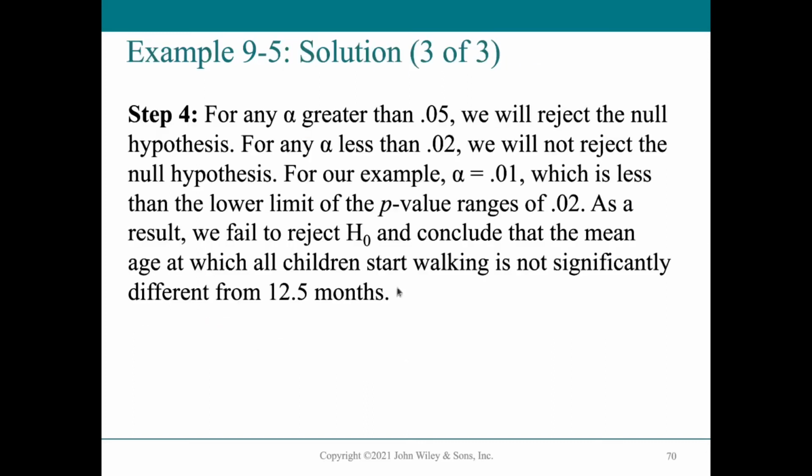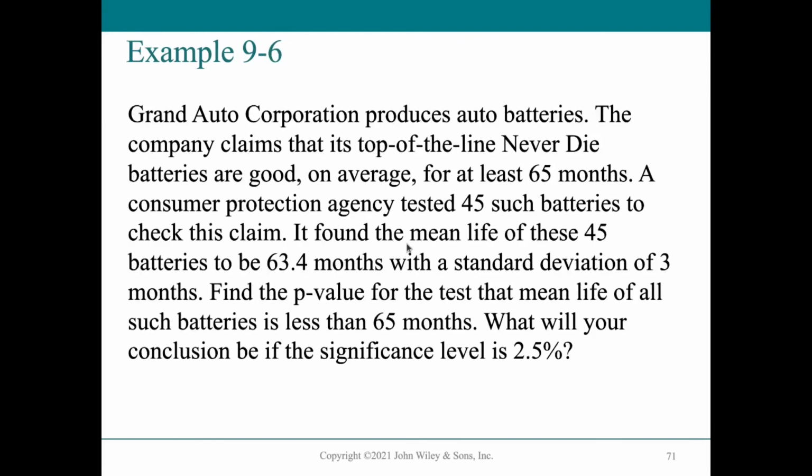We can change our alpha, our significance level. We can make it a higher or a lower significance level, but we do not change the p-value. That's why the p-value approach is much preferred by researchers: it's versatile and we don't have to recalculate anything. We just compare the p-value and our significance level. As long as our p-value is greater than the significance level, we will not reject the null hypothesis. So let's have another example.